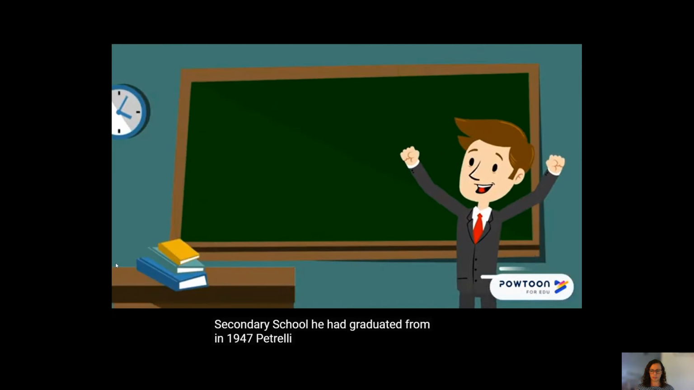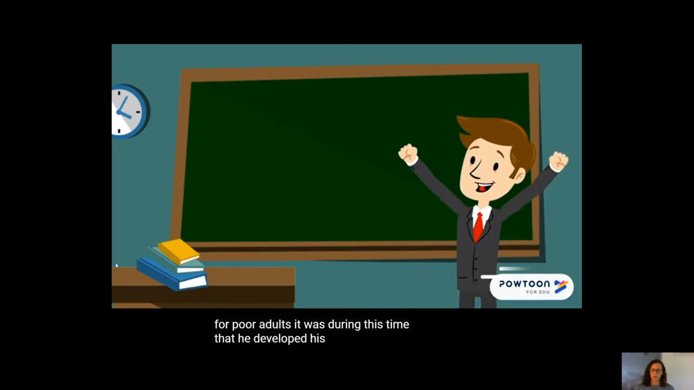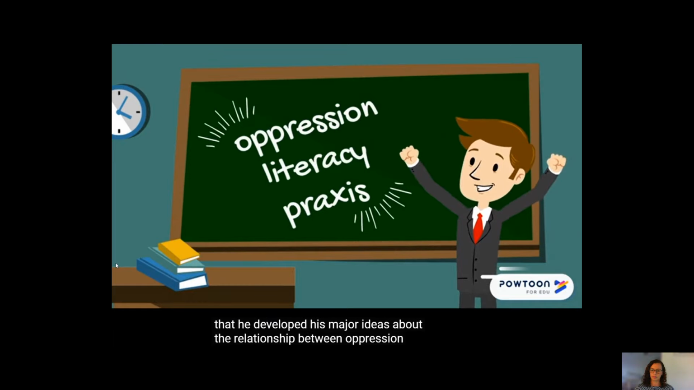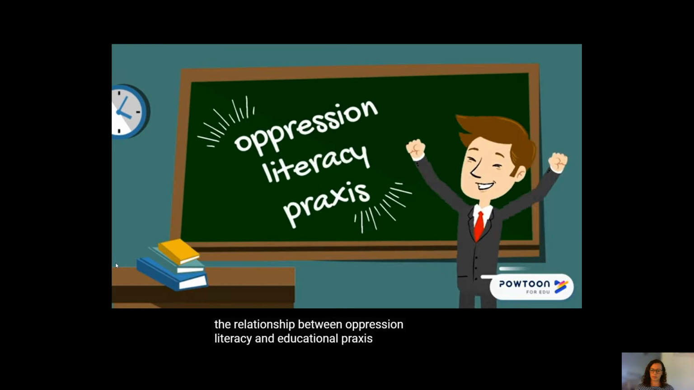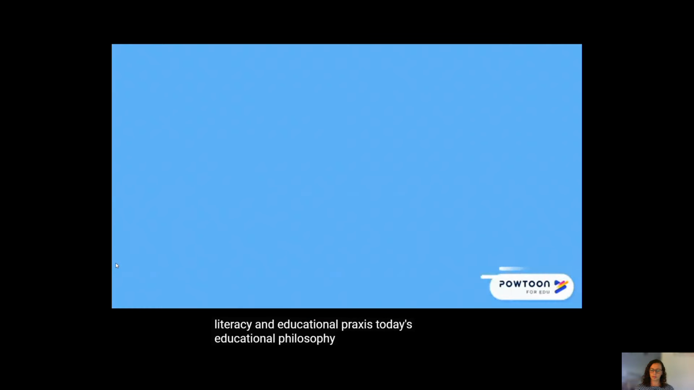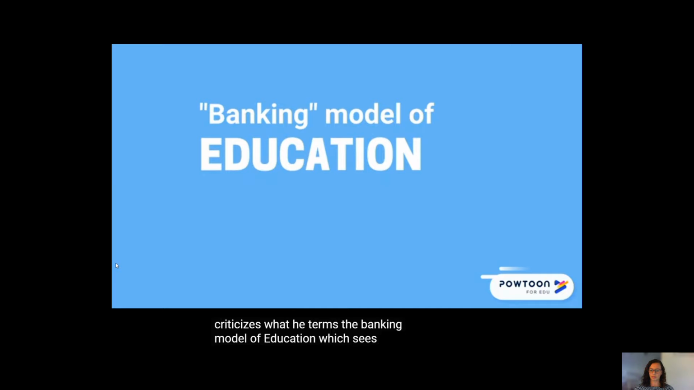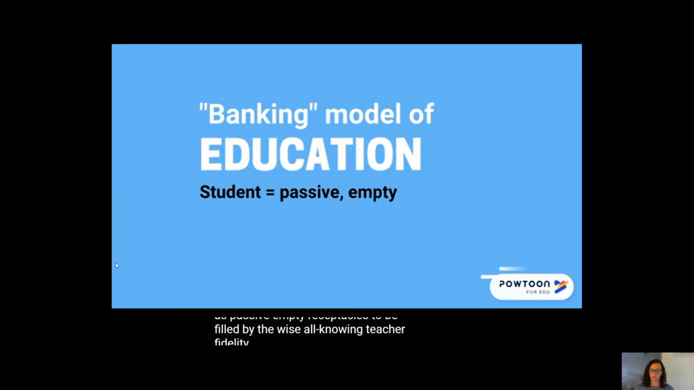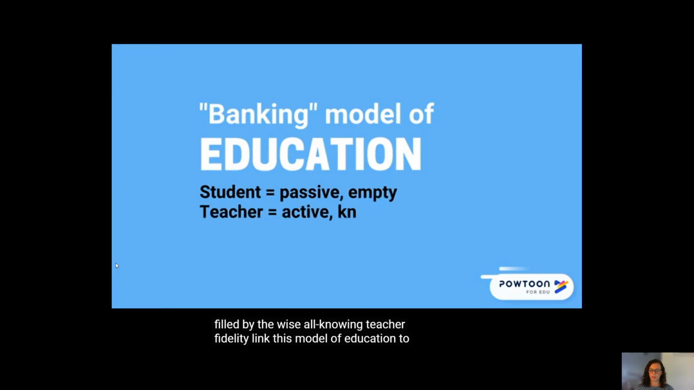In 1947, Freire became the director of the Department of Education and Culture and began conducting literacy programs for poor adults. It was during this time that he developed his major ideas about the relationship between oppression, literacy, and educational praxis. Freire's educational philosophy harshly criticizes what he terms the banking model of education, which sees students as passive, empty receptacles to be filled by the wise, all-knowing teacher. Freire linked this model of education to the socioeconomic and political relationship between oppressor and oppressed, which he experienced firsthand during his years of poverty and hunger.